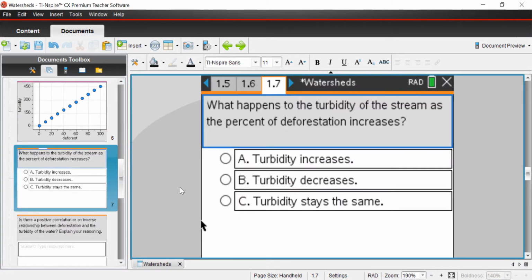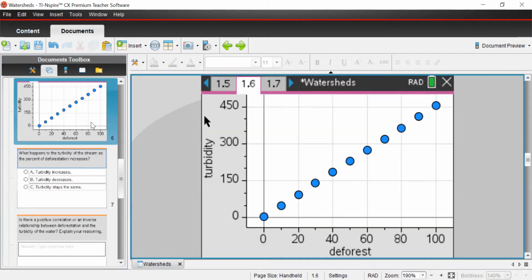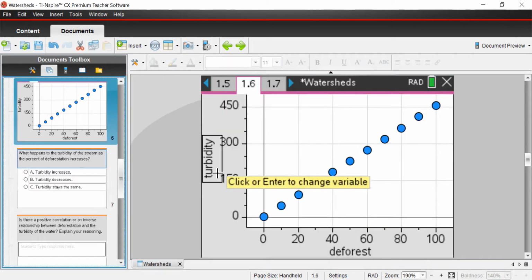So page 1.7, what happens to the turbidity of the stream as a percent of deforestation increases? And our options are, A, turbidity increases, B, turbidity decreases, or C, turbidity stays the same. So we're looking at what happens to turbidity of the stream as a percent of deforestation increases. All right, well, let's go back to our graph and let's take a look.